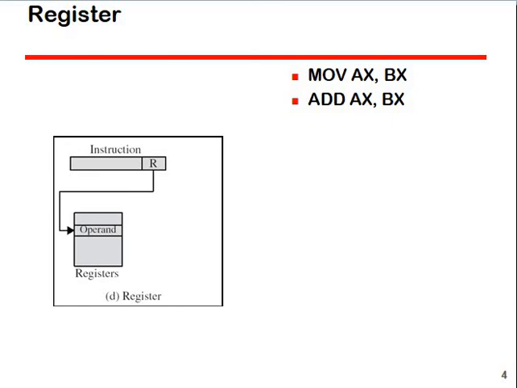First comes the register addressing mode. Here is a simple example: MOV AX, BX. It means that the transmission of data takes place between two registers. AX is a 16-bit register, and BX is also a 16-bit register. So the data transmission occurs between two registers. That is why it is called register addressing mode.